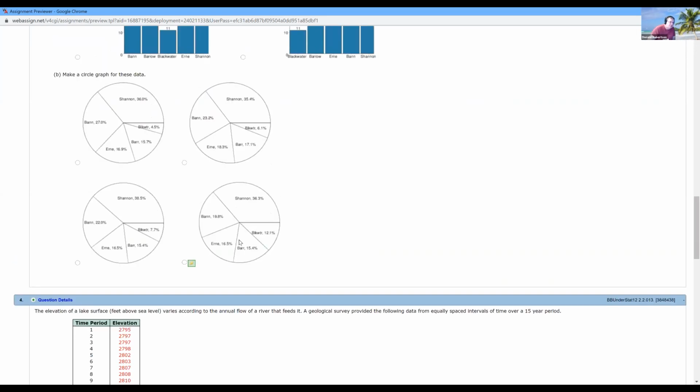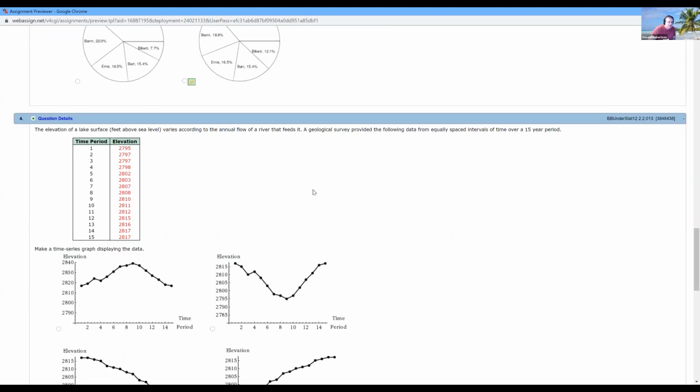I think it's pretty convincing why pie charts are pretty much ignored for most situations. They're just not very cool.